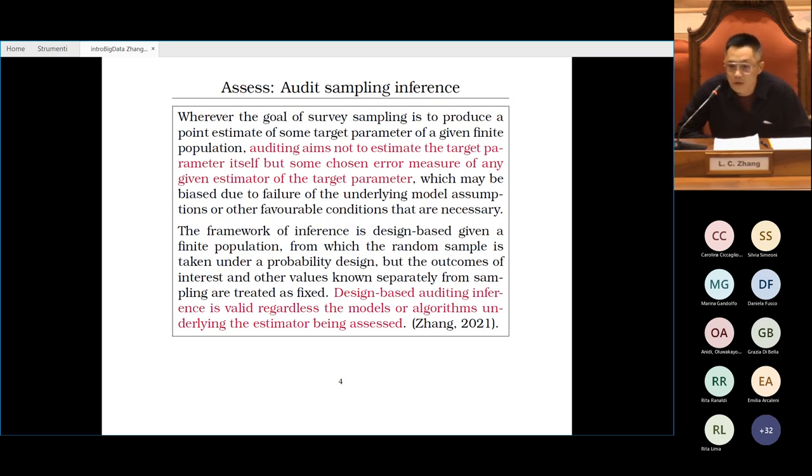What's the difference between audit sampling and survey sampling? The framework of inference for auditing is design-based, given a finite population from which the random sample is taken under a probability design. But the outcomes of interest and any other values known separately from sampling are treated as fixed. So it's design-based error measures you're trying to calculate. Design-based auditing inference is valid regardless of the models and algorithms underlying the estimators being assessed. I think this is something we just have to face up. There's no way you can model and assess your uncertainty, in a traditionally accepted way in official statistics, by the model itself. Move on to the next pages.